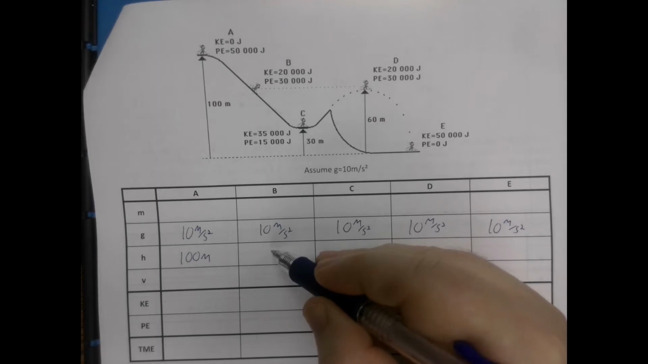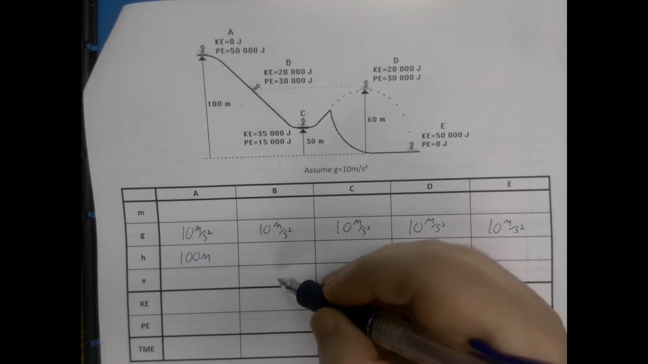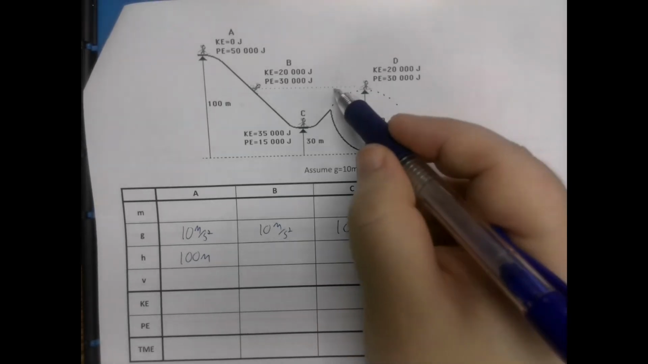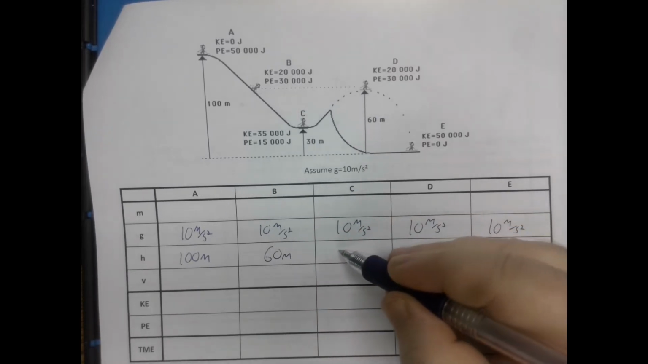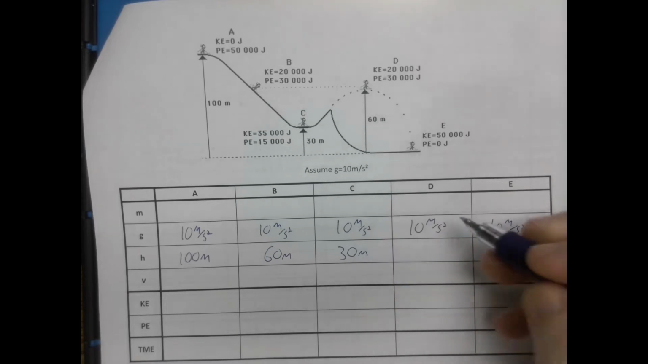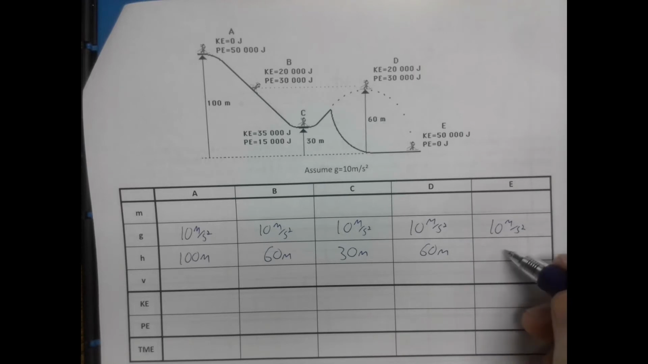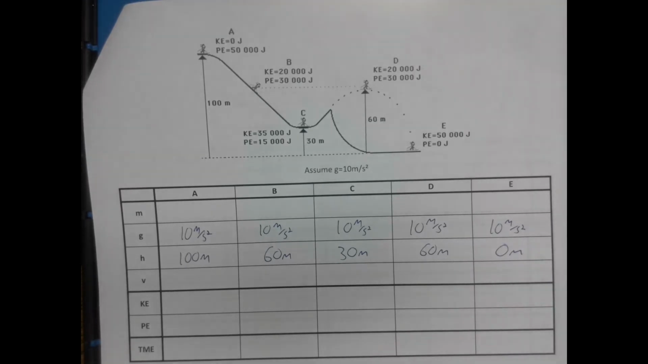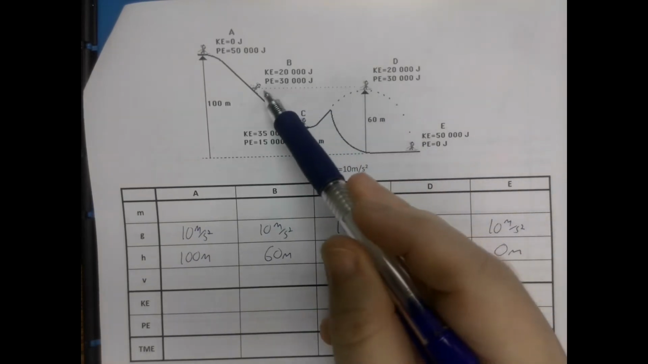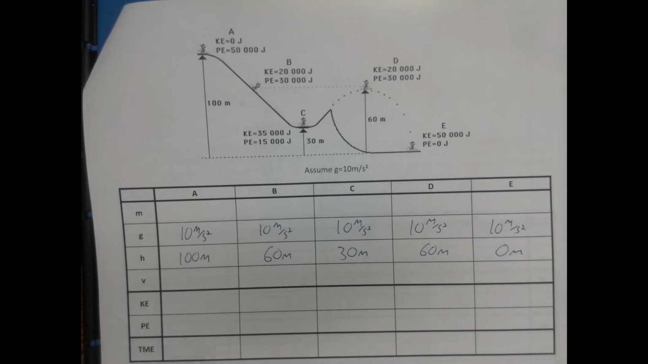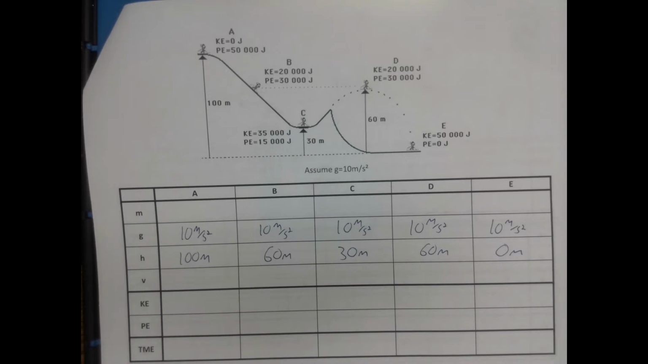Are you sure it's unknown? We can, this dashed line means that's 60. What about C? What about D? And what about E? So again, they sometimes hide information, like this dotted line is supposed to represent that they're at the same height. We can also look at potential energy and tell that they're at the same height from potential energy.